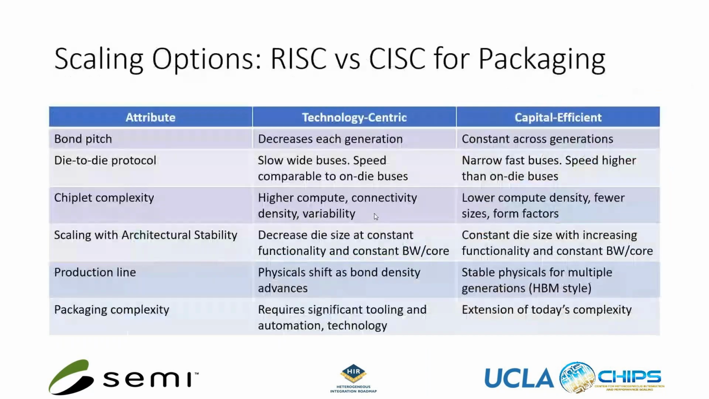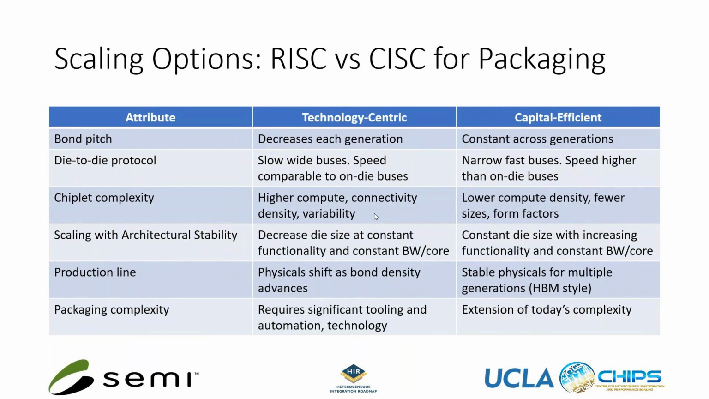So fundamentally, I feel like it is kind of the equivalent of RISC versus CISC for packaging. You've got two attributes to scale out your reference architecture, and we need to hunt for some metrics on which way we choose, or whether it's some combination of the two. Do I want to go for increasing bond density? Do I want a constant bond density, where I go for narrow fast buses which are significantly faster than on-die buses?